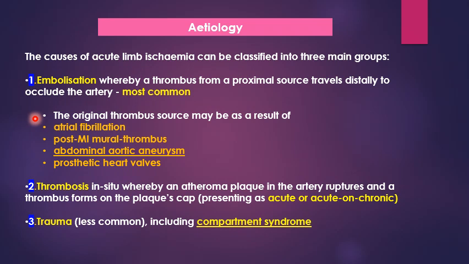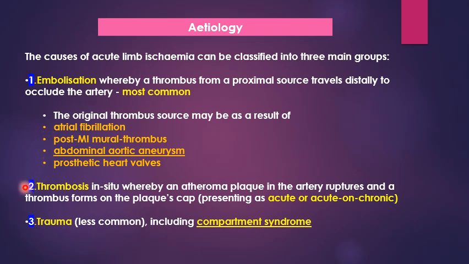The original thrombus source may be a result of atrial fibrillation. These are the common causes: post-MI mural thrombosis, abdominal aortic aneurysm, the most common surgical cause, and prosthetic heart valves. So these are where the original thrombus comes from.